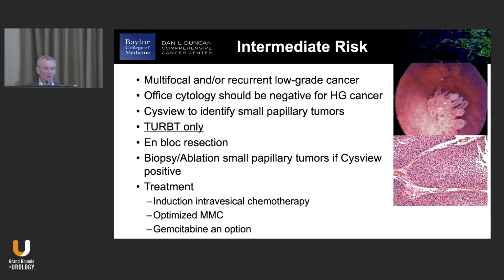Intermediate risk, multifocal and/or recurrent, again, Ta low-grade disease. Again, TURBT only. You don't always know that it's low-grade, so get a cytology in the office when you do your diagnostic cystoscopy. And again, en bloc resection, and then again, the use of Cysview. The standard of care is intravesical chemotherapy. In our hands, we use mito. We also use gem. BCG has an indication, but please don't use your BCG for these patients.